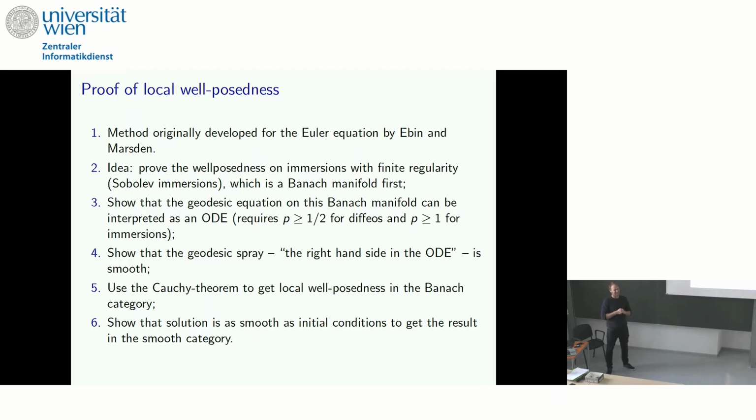So the idea is to do the exact same thing that Ebin and Marsden did for the Euler equation. And it's kind of nice. The problem is, we are on a Fréchet manifold here per se, and on a Fréchet manifold, we don't have a theorem of Picard-Lindelöf. So we cannot even solve ordinary differential equations. But if we consider it not on smooth curves or smooth surfaces, but instead on Sobolev curves and Sobolev surfaces, we are suddenly on a Banach manifold. On a Banach manifold, we can use Picard-Lindelöf.